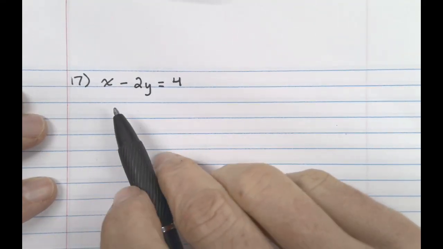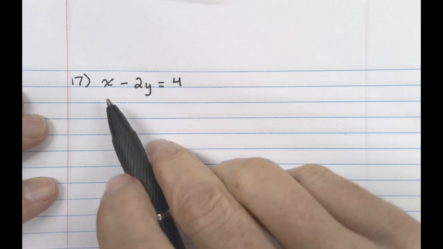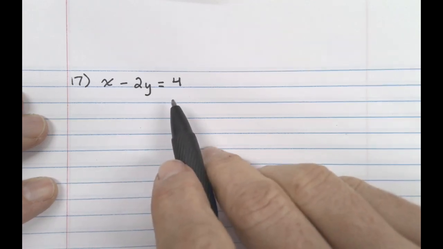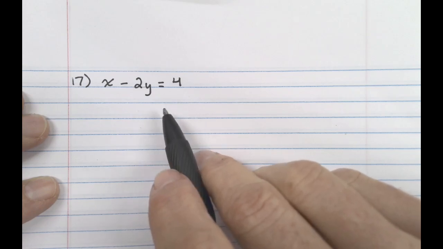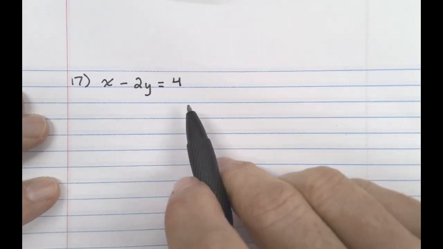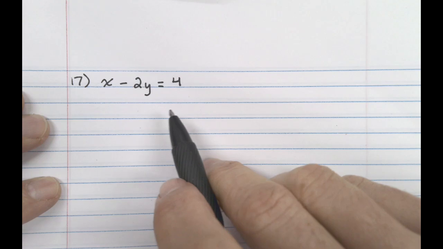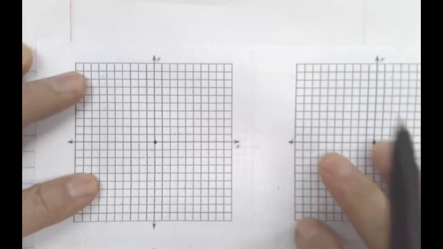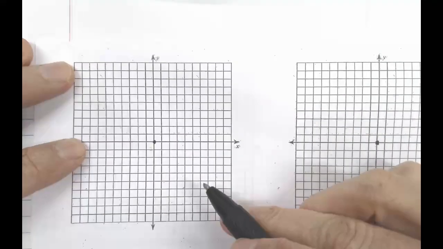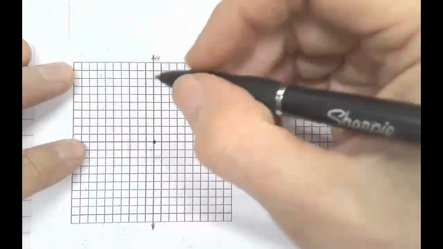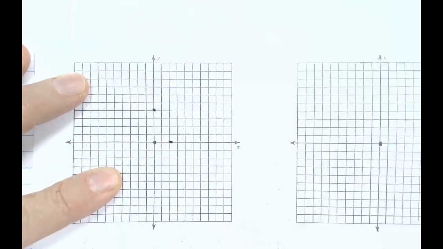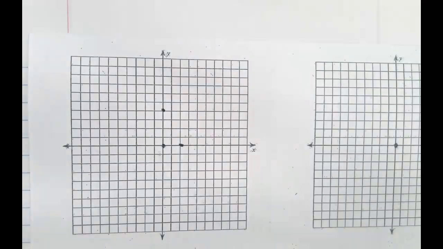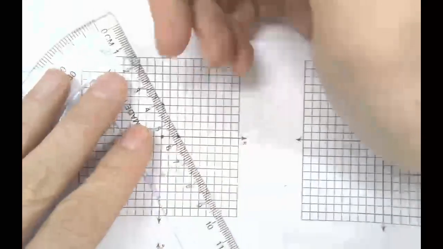Here's problem 17, and you're given x minus 2y equals 4. The question asks, or what you're being asked to do, is find the x and y intercepts. So when you're looking at a line, here's my coordinate plane, I can go ahead and draw a line right now. I'm going to get my protractor out and connect these dots here.